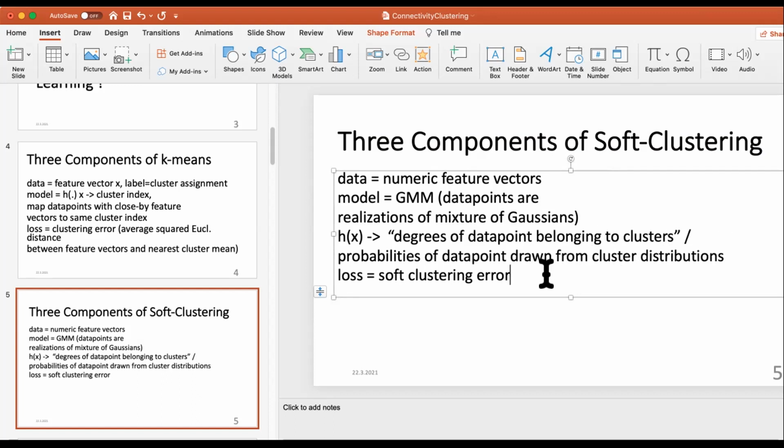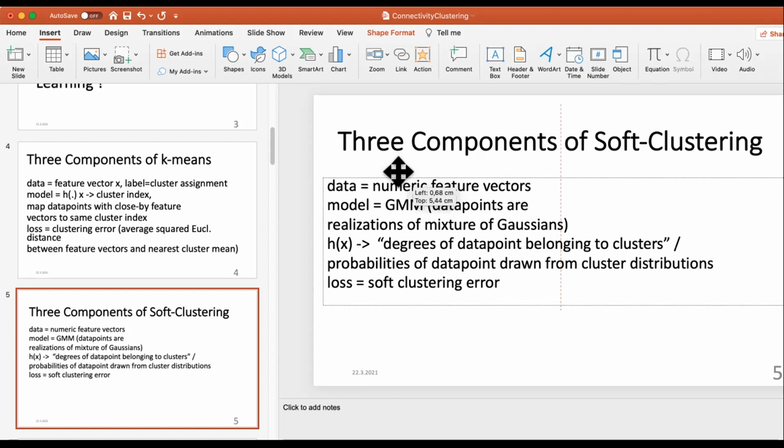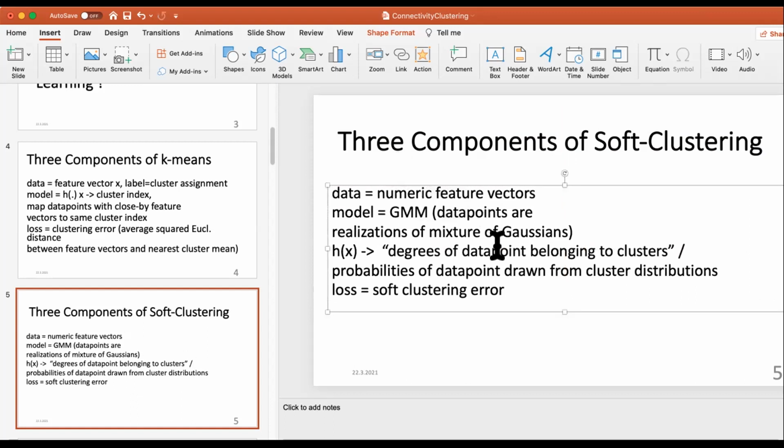Yes, and the loss function we had, similar to K-means, was a clustering error, but we now called it a soft clustering error because it takes into account that the data point belongs to several different clusters with different degrees of belonging, which take on values between 0 and 1. So we can also interpret soft clustering algorithms within this three-component picture.